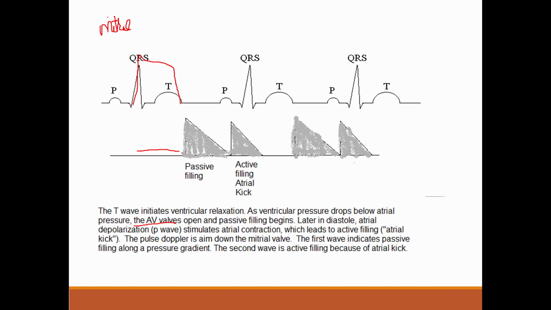Then the mitral valve is going to open, and you get that whoosh of filling. So this is the passive filling. Then you get a P wave, then the atria contract, and now you get active filling, which we also call atrial kick. So why would there be two sound signals through the mitral valve? Well, there's sort of two flows. There's the passive flow, there's the active flow. One should come before the P wave, one should come after the P wave.